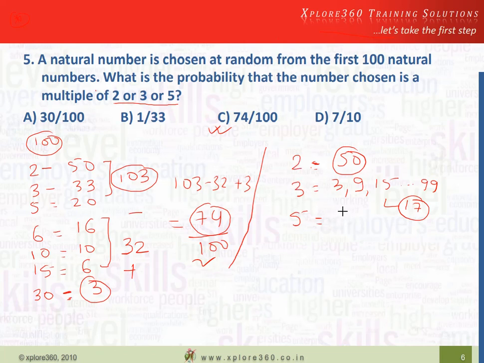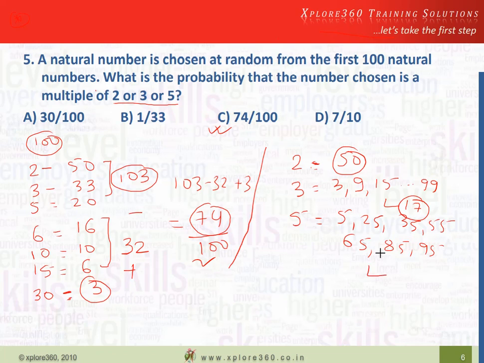So what are those numbers? 5, 25, 35. I have not taken 15, it is included here. I have not taken 20, included here. I have not taken 40, already included there in 2. So 35, then 55, then 65, then 85, then 95.